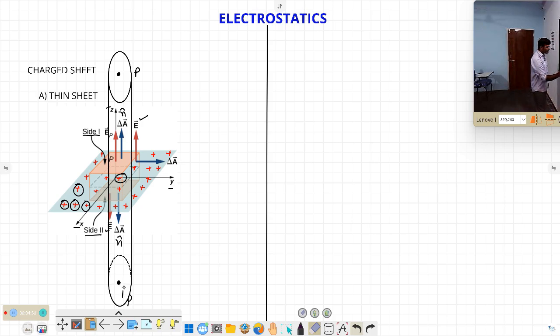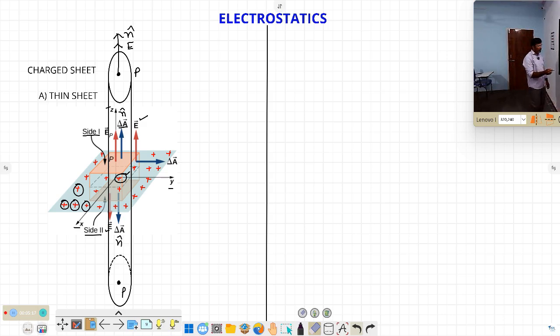This is a point P, right? So we have taken both the sides. That means this positive charge, take one, is producing the electric field on both the sides. Now you can see this is the area vector, and that area vector is acting in the upward direction. This is the direction of the normal vector, and this is the direction of the electric field. That means in this case the area vector and electric field are both in the same direction.